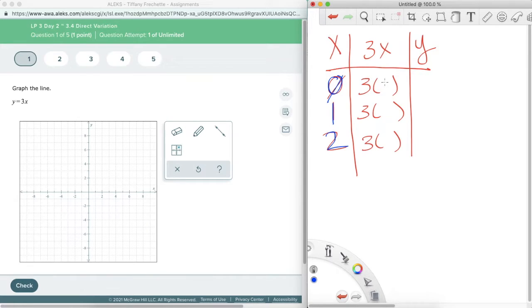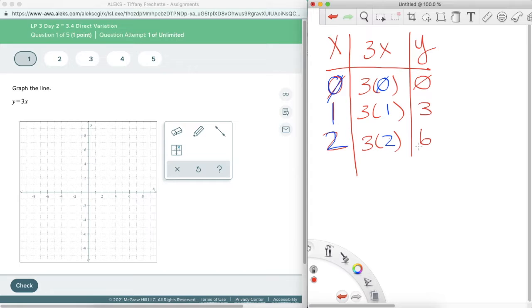So this first one, I chose 0. For the second one, I chose 1. For the third one, I chose 2. So I'm just kind of pre-filling these out, and then I'm going to go across and say, okay, if x is 0, and here it's filled in, 3 times 0 is 0. If I choose 1 for x, 3 times 1 is 3. If I choose 2 for x, because we have it plugged in here, 3 times 2 is 6.